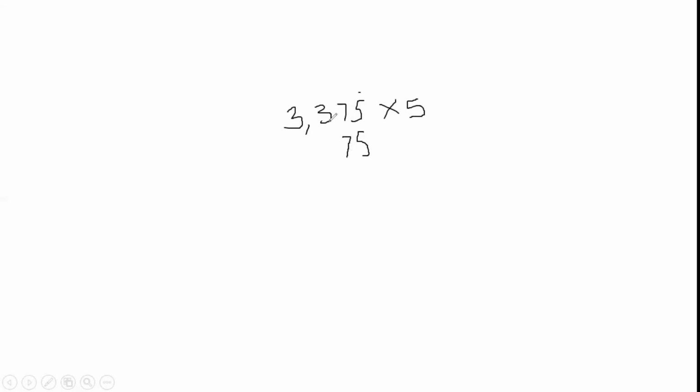This is an odd number. So we add 5 to half of 7, which is 3. So we add 3 to 5, which is 8. And this is 3 again. So we add 5 to half of 3. Half of 3 is 1. So 5 plus 1 is 6. And half of 3 is 1. This is our answer.